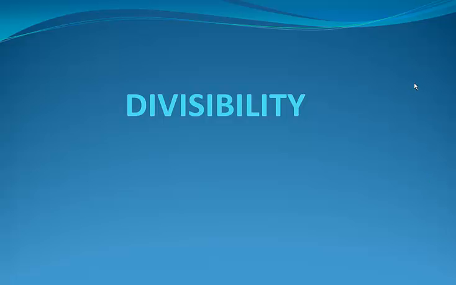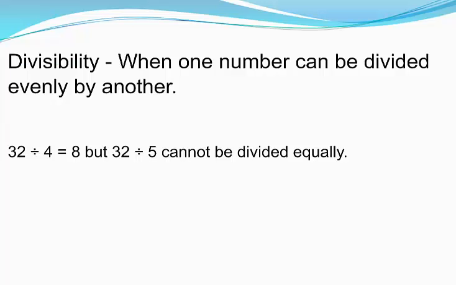Today's topic is on divisibility. Divisibility is when one number can be divided evenly by another. 32 is divisible by 4 because we can get 8 groups out of it. But 32 is not divisible by 5 because it cannot be divided equally. We have some leftovers.